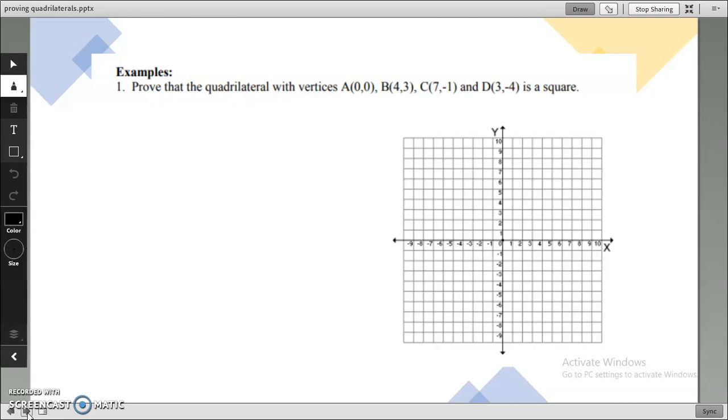All right, let's do another one since we went back and we have more time now. Let's see if this is a square. So we have 0, 0 for A, 4, 3 for B, 7, -1 for C, and 3, -4 for D.